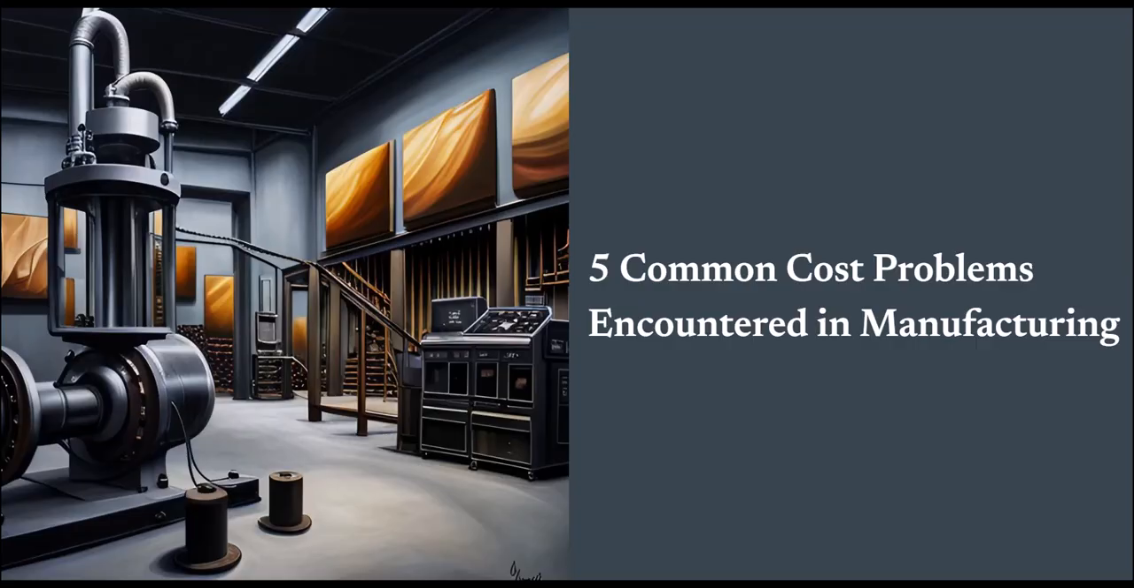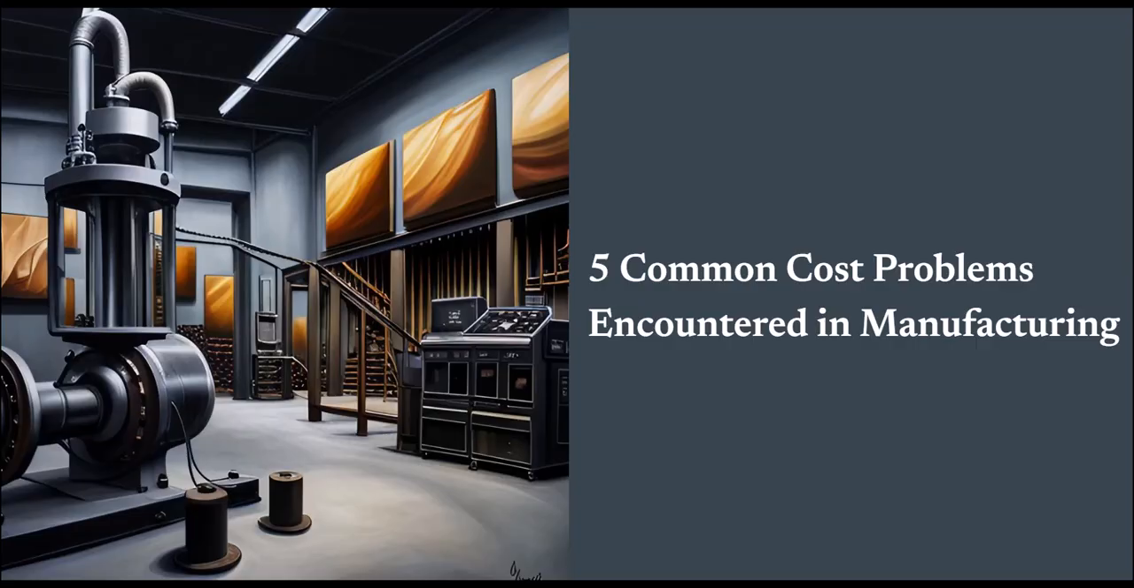Think of methodologies like lean manufacturing and Six Sigma as your secret weapons. Lean manufacturing is all about cutting out the waste, whether that's excess materials, time, or effort. It's like Marie Kondo for your production line. If it doesn't spark joy, or in this case, efficiency, it's time to let it go. Then there's Six Sigma, which is all about data-driven decision making. It's like having a personal trainer for your production process, helping you identify weaknesses and improve performance. So, if you want to keep your costs down, focus on making your processes as efficient as possible.